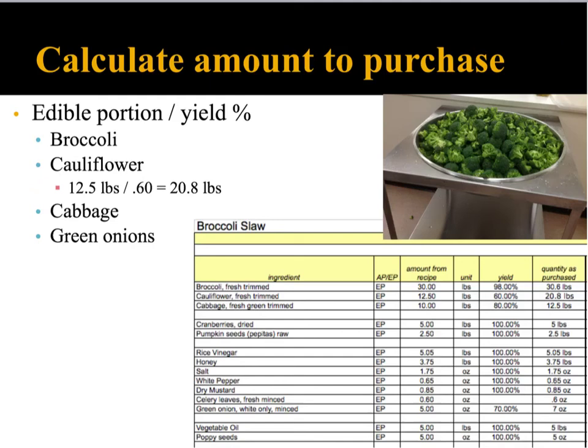Fresh produce and meat will usually need to be purchased or requisitioned in an amount larger than what's needed for the recipe to allow for preparation or trimming losses. In this example, the broccoli, cauliflower, cabbage, and green onions each have a yield less than 100%. The as-purchased quantity is determined by dividing the EP, or edible portion amount, by the yield, as shown in the cauliflower example.